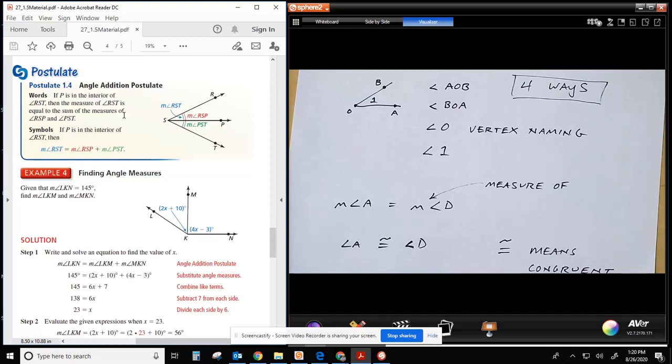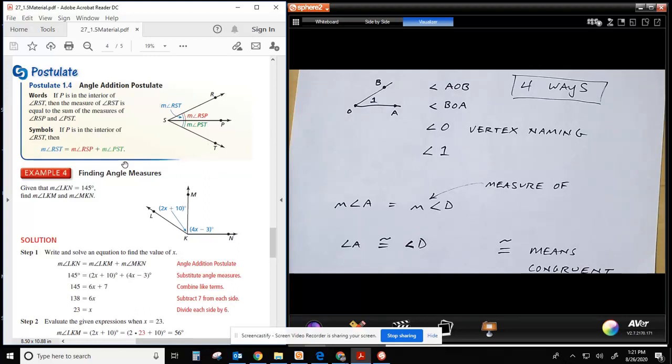Postulate. If P is in the interior of this angle, RST, so they're saying point P is on the interior, then the measure of angle RST is equal to the sum of RSP and PST. So they've broken the measure of RST, this one, down into two parts. Here's half of it, RSP, and here's the other part, PST.